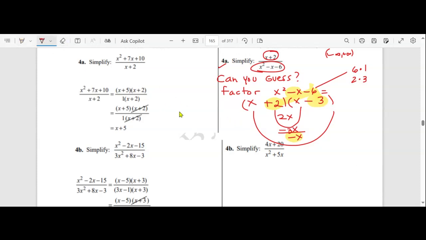So in this case, x plus 2 equals 0, so x cannot equal negative 2. x minus 3 equals 0, so x cannot equal 3. So your answer will be from negative infinity to negative 2, then from negative 2 to 3, and from 3 to infinity. Is this clear? Any questions? And what do we put in the middle?